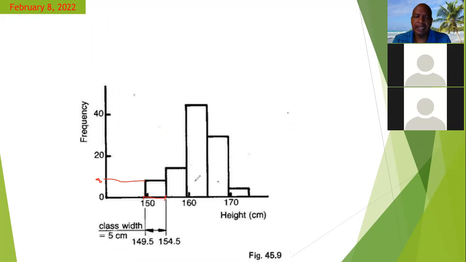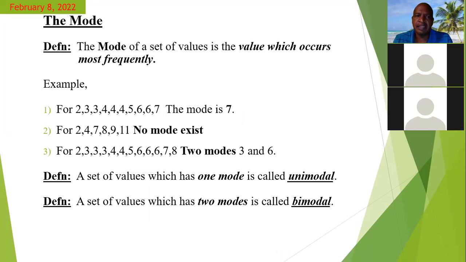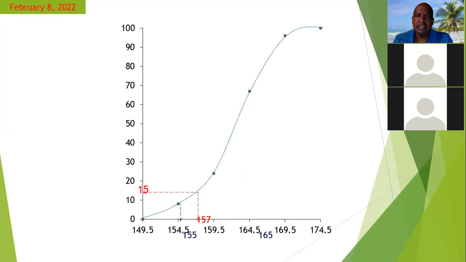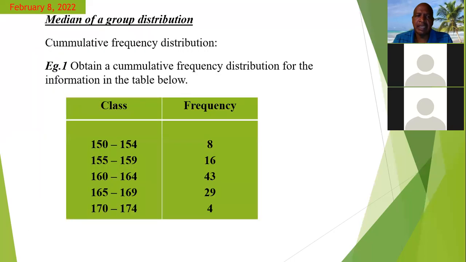All right, so the point is that in constructing our histogram for a grouped distribution, where all the class widths are the same, we use the base of the rectangle from one boundary value to the next, and then the height gives us our frequency. Now, just going back to the table from the previous exercise, this is the table that we are using. It is the same table.